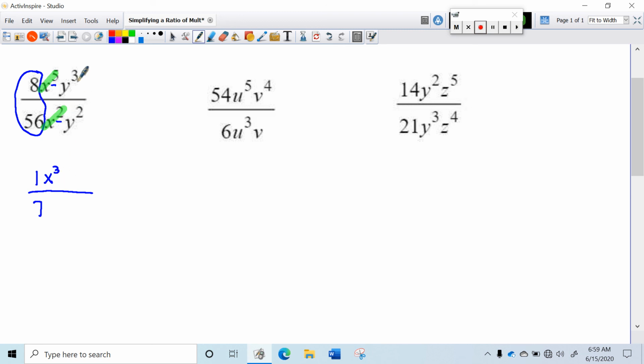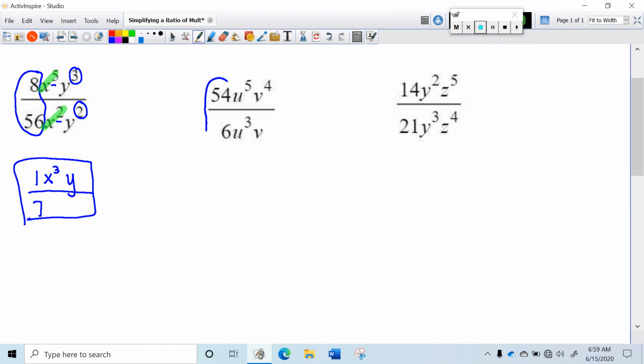The y's, the biggest exponent, I have a 3 and a 2. The biggest exponent's a 3. That means my y is going to be on the top. And you subtract the exponents. 3 take away 2 is 1. But if the exponent is 1, you don't have to put it. So that is the answer.